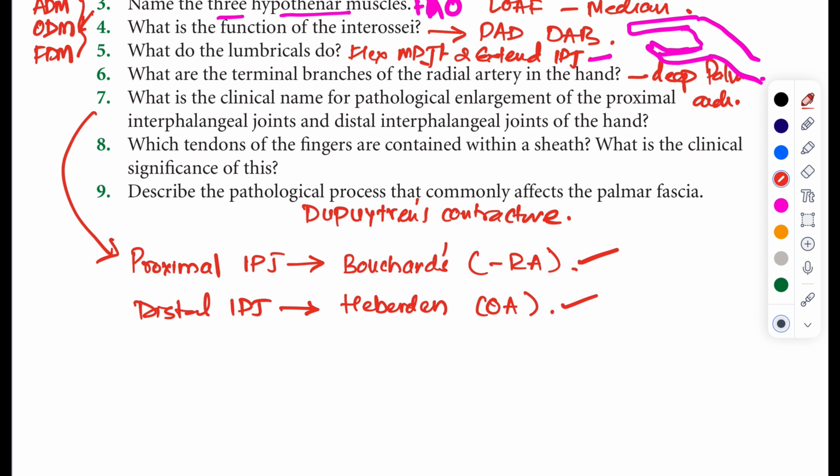Which tendons of the fingers are contained within the sheath? What is the clinical significance? Flexor tendons are contained in the sheath, and there are pulleys A1 to A5. It commonly affects the palmar fascia. Palmar fascia disease leads to Dupuytren's contracture.